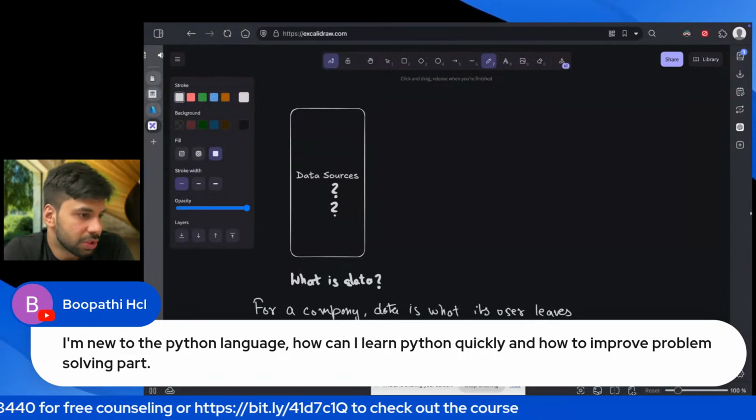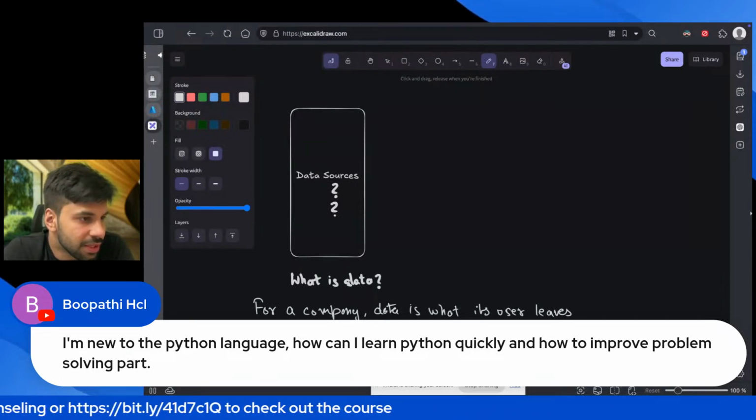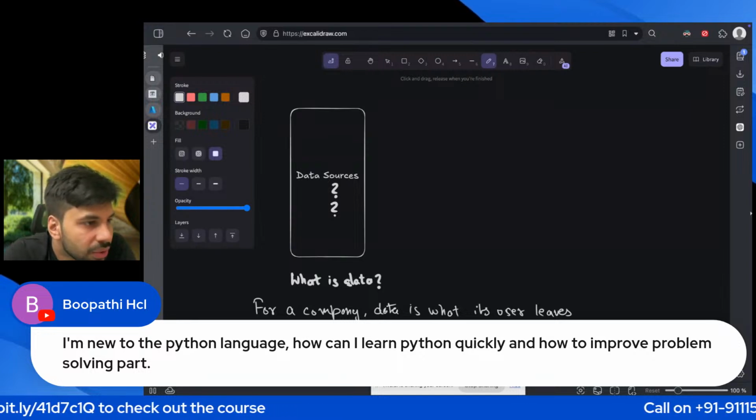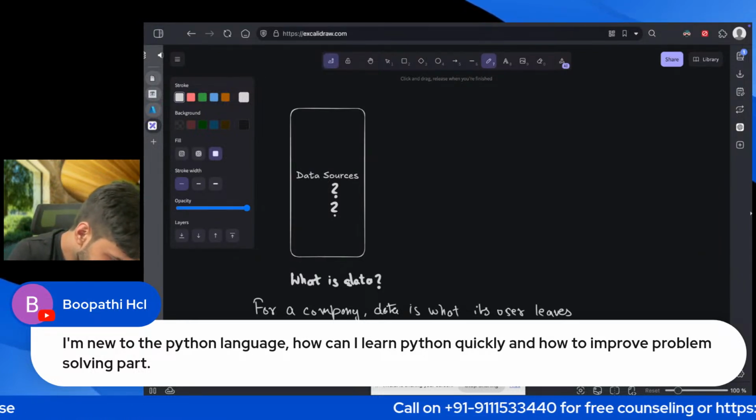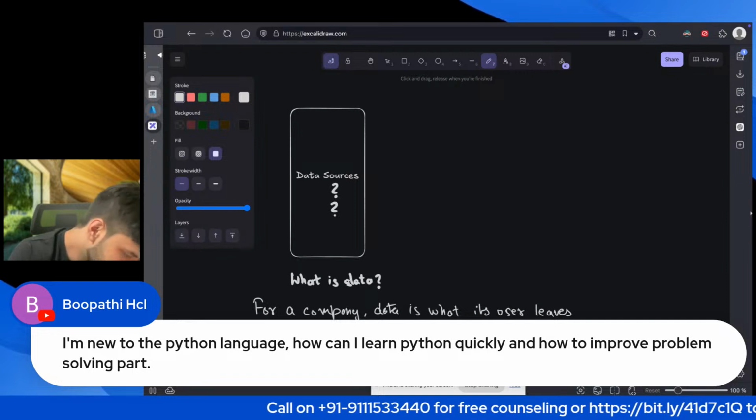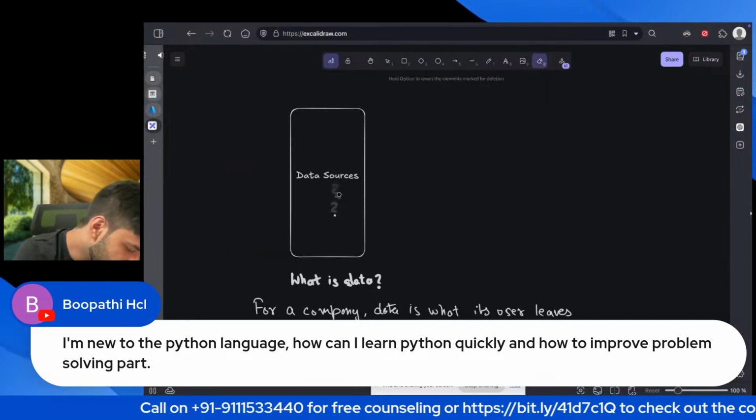Can you remove the question tab from the screen, please? Okay, which question tab, Mohan? Okay, no worries. I'm not able to find it, but anyways.